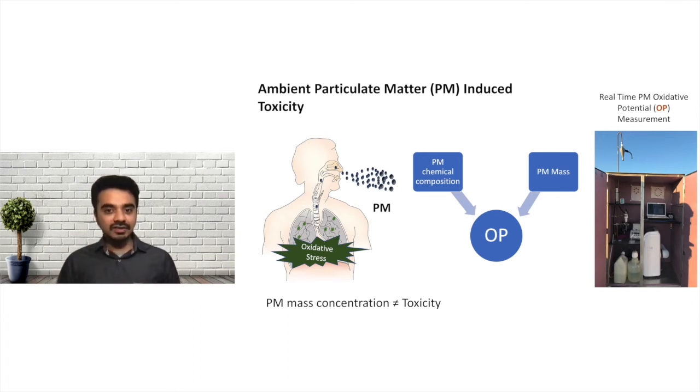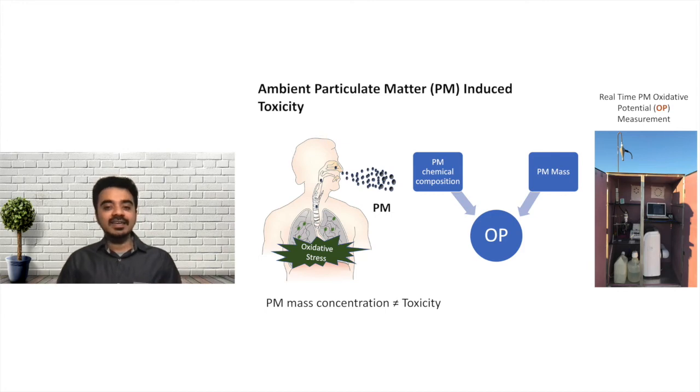Now, for my PhD research, I designed and developed a new instrument which measures the ambient particle OP in real time. So what I do is I take my instrument and set it up at different locations and measure the real-time OP. Then I couple this real-time OP data with conventionally used mass concentration and chemical composition data. Then, using some mathematical model, I determine the source contribution of OP. So that means I can determine what the PM emission sources driving the OP are at a particular location.